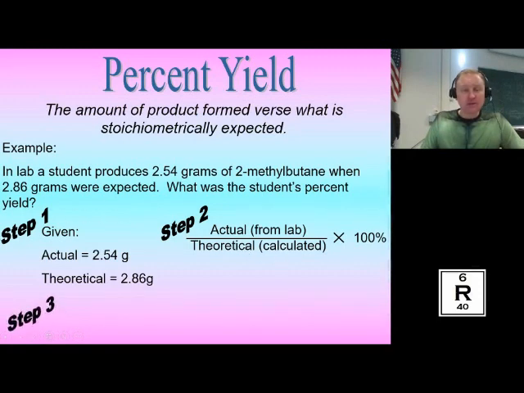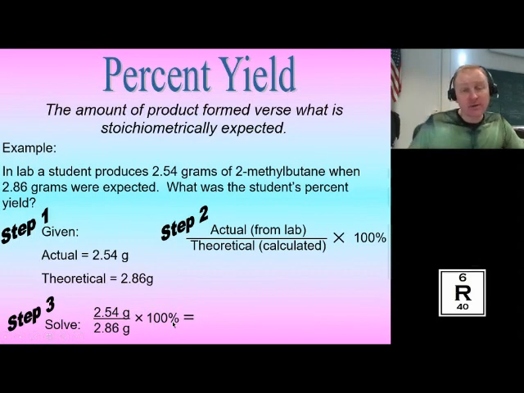So for percent yield, let's plug those values in. Our actual value is 2.54 and our expected value was 2.86. We divide those two by each other and multiply by 100, and that would be our percent yield. And we have an 88.8% yield with these numbers.